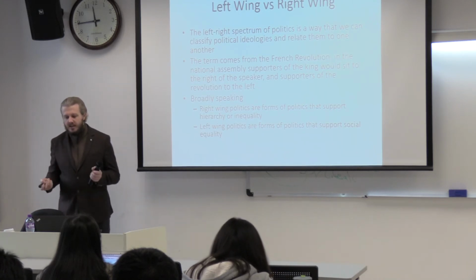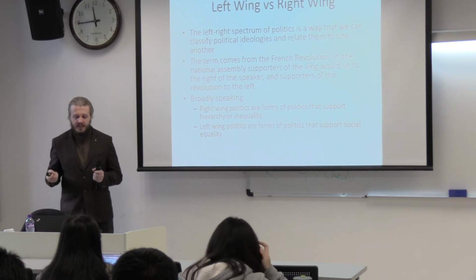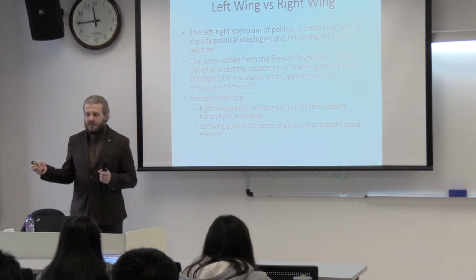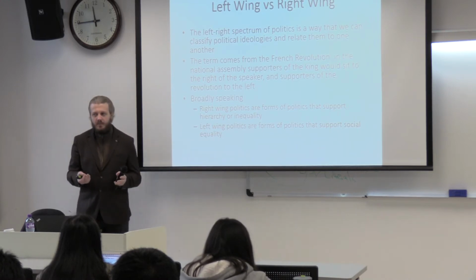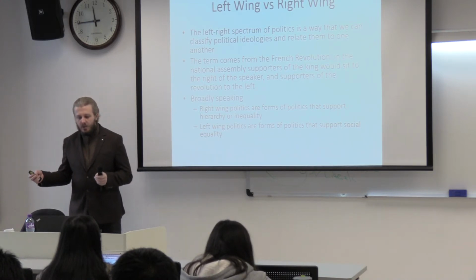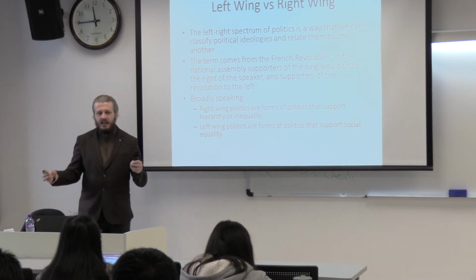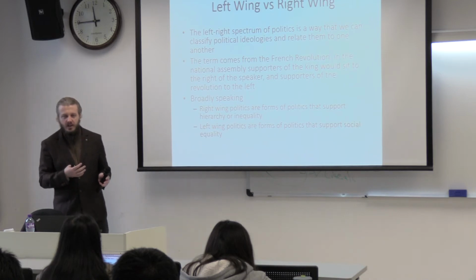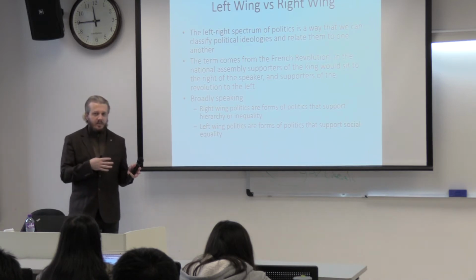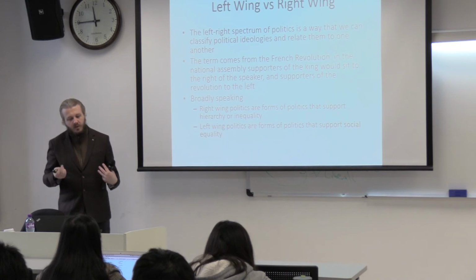So in the National Assembly, if you were a supporter of the king, you would sit on the right of the speaker. If you supported the current established power, you sat on the right. And if you were a supporter of the revolution, you sat on the left. If you were a supporter of the common people, you sat on the left. So from this old tradition, we get the concept of left-wing and right-wing politics.